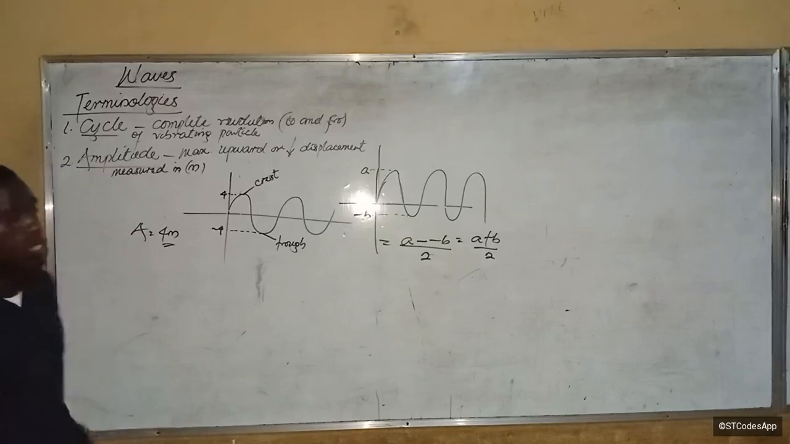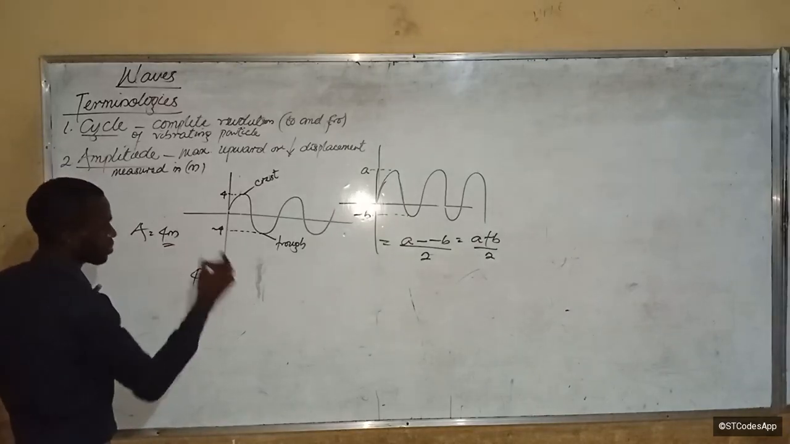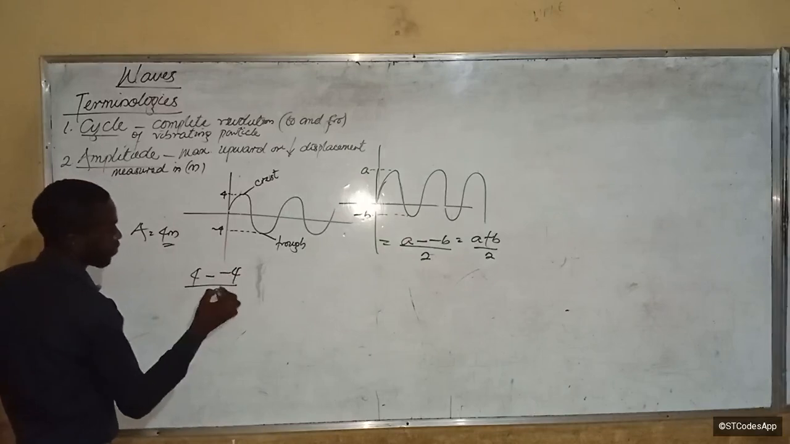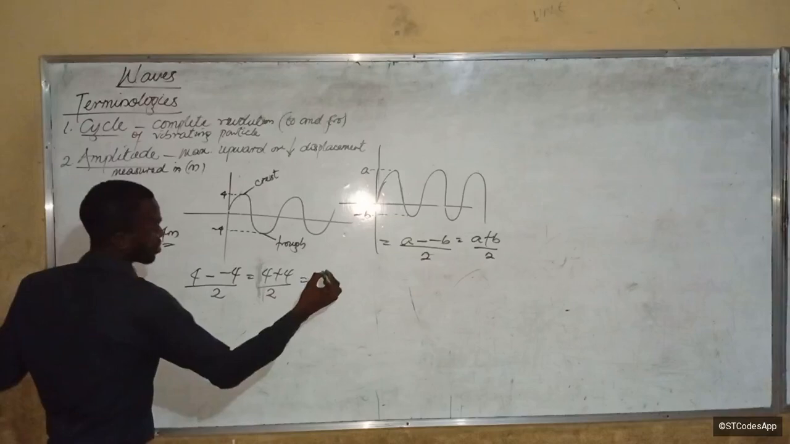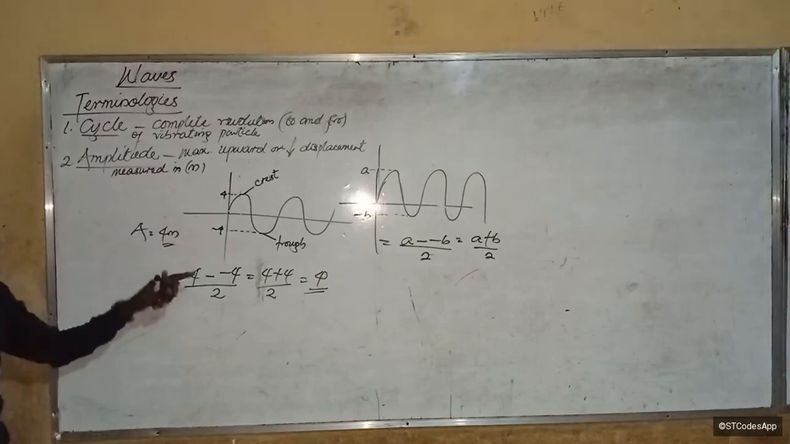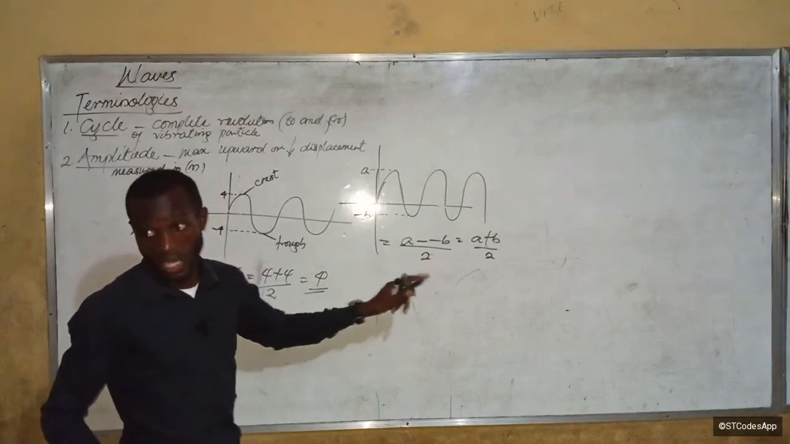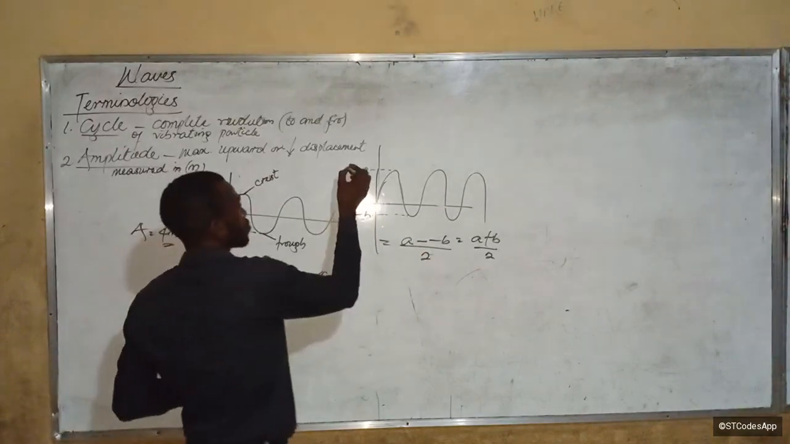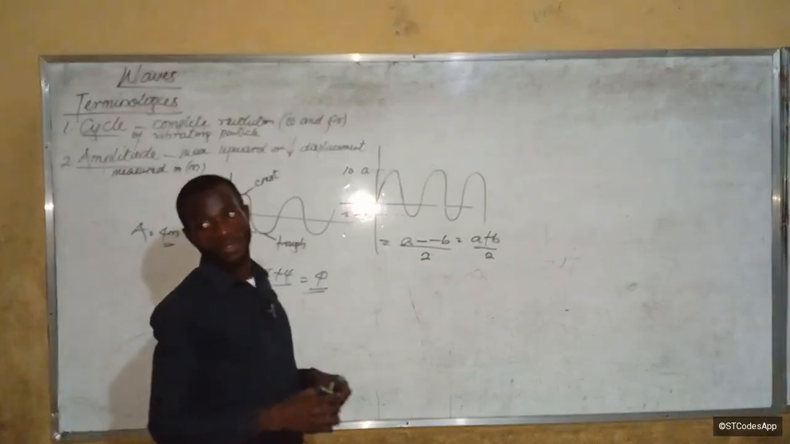Does that make sense to you? Let's use that formula here. Take this one: 4 minus minus 4 over 2. That becomes 4 plus 4 over 2, which is 8 over 2, which is still 4. Do you get it now? Whether we pick one or solve this way, we get the same answer. But in a case like this, it's very useful to understand this. So if this one was given to be 10, for example, and the other was minus 2, what would be the amplitude of the wave?